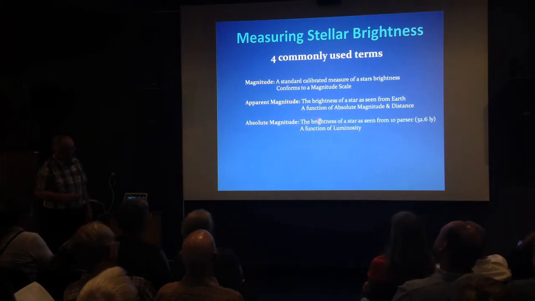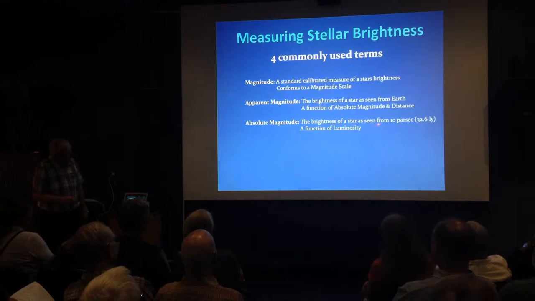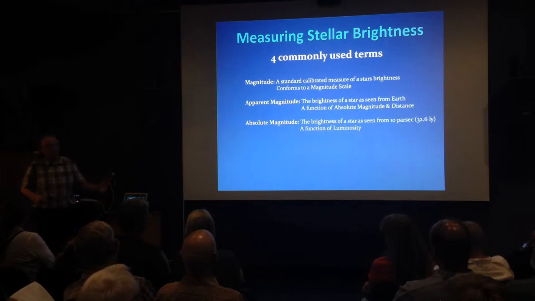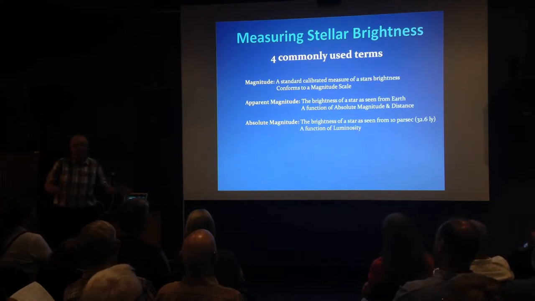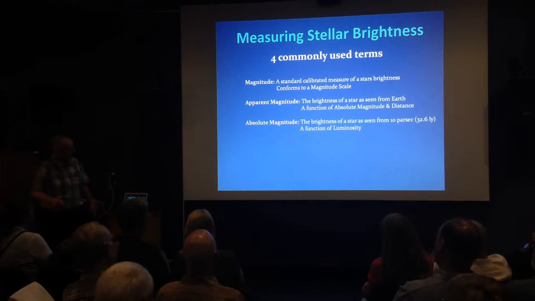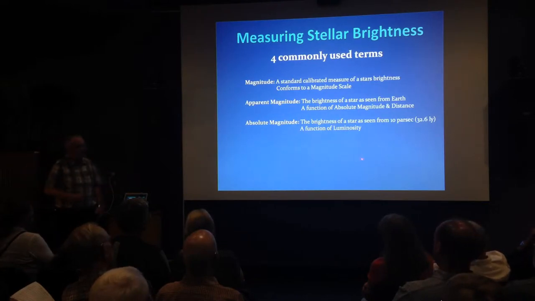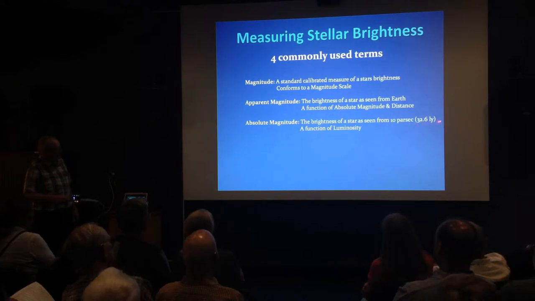The absolute magnitude is the star's intrinsic brightness, not how it looks from us. To standardize it, they use the brightness of a star as seen from 10 parsecs. A parsec is a unit of length in astronomy. You're probably familiar with the light year, the distance light travels in a year, which is 10 million million kilometers. A parsec is 3.26 light years. So 10 parsecs, which is 32.6 light years, is the standardized distance, and the magnitude there is called the absolute magnitude.